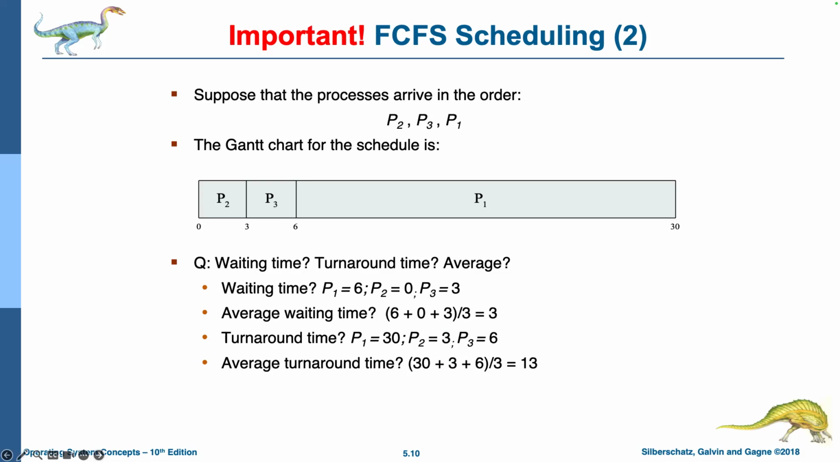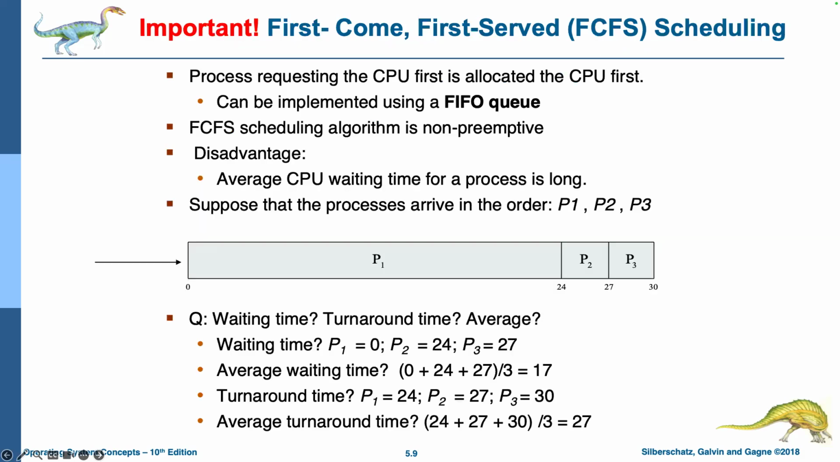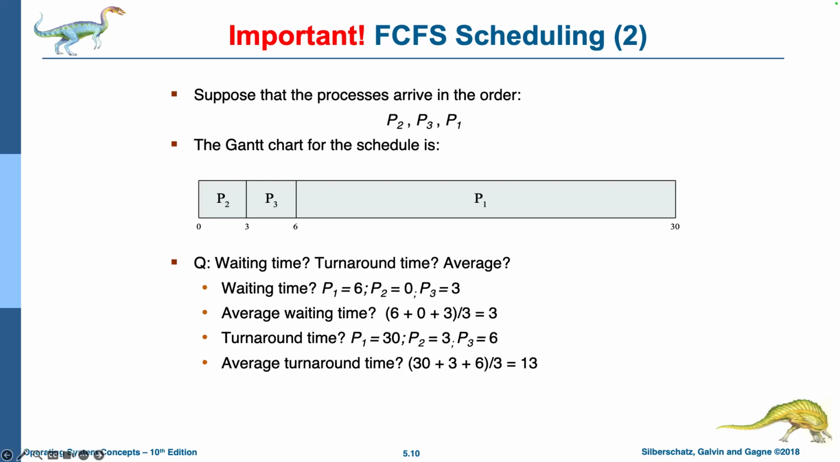The average waiting time is 3, and the average turnaround time is 13. Much better than the last one. The last one was 17 and 27, and this version is 3 and 13. Waiting time averages only 3, and turnaround time averages 13. It's much better. Why is it much better? Can you find something?